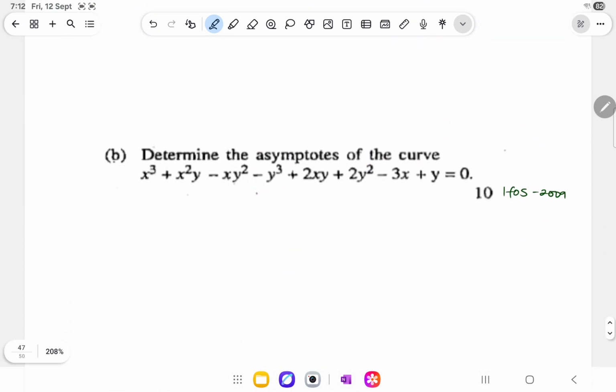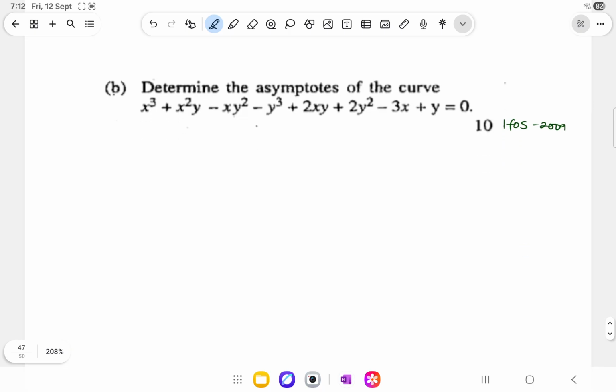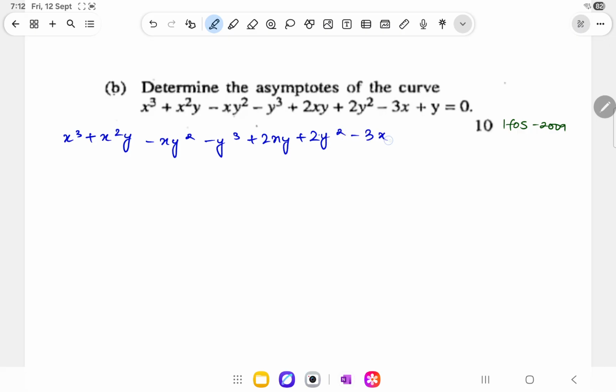So let's move on to the next question. In the next question we are supposed to again find the asymptotes of the curve. The curve is x square plus x square y minus xy square minus y cube plus 2xy plus 2y square minus 3x plus y equals 0. You can observe that there is no asymptote parallel to the x-axis and y-axis, and the highest degree is 3.